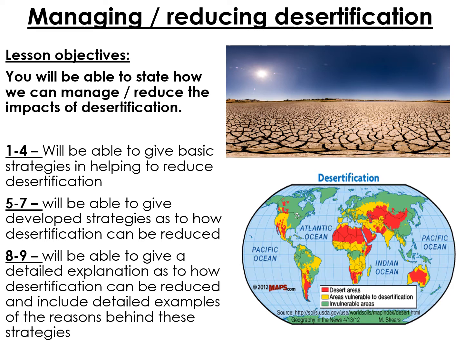So what I'd like to do now is get down today's title, which you can see at the top there: Managing or Reducing Desertification. Hopefully by the end of today's lesson, you're going to be able to state how we can manage the impacts of this issue. If we quickly look at levels 8 and 9, I'm hoping that everyone is going to be able to give a detailed explanation as to how desertification can be reduced and include detailed examples of the reasons behind these strategies. So add that now into your book.